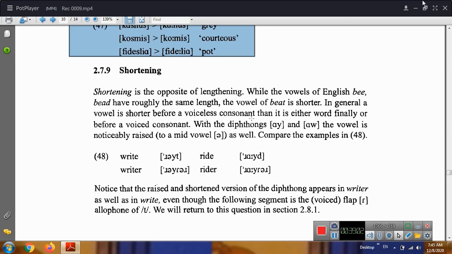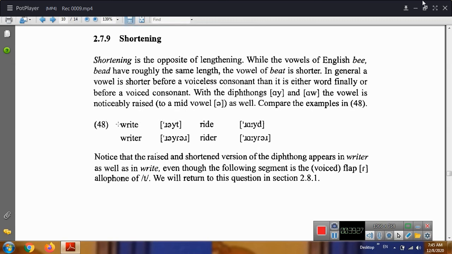In general, a vowel is shorter before a voiceless consonant than it is either word finally or before a voiced consonant. Therefore, in the word final position and before the voiced consonant, we have the long vowel. But we pronounce the vowel before the voiceless consonant as a short vowel. For example, here we have "right," which has a short vowel, and "ride," in which we have a long vowel.